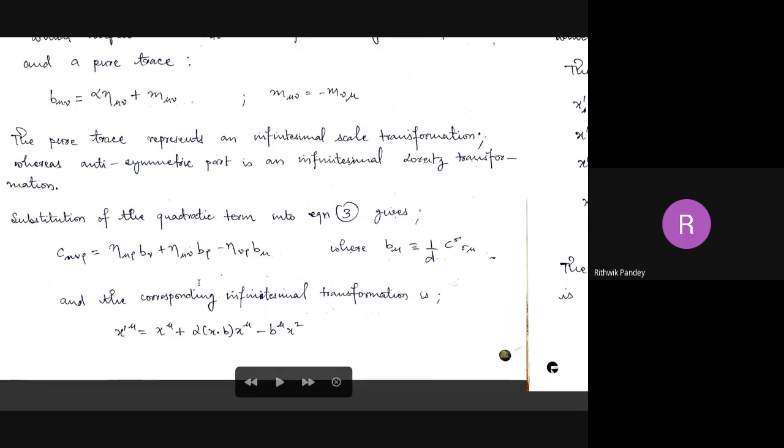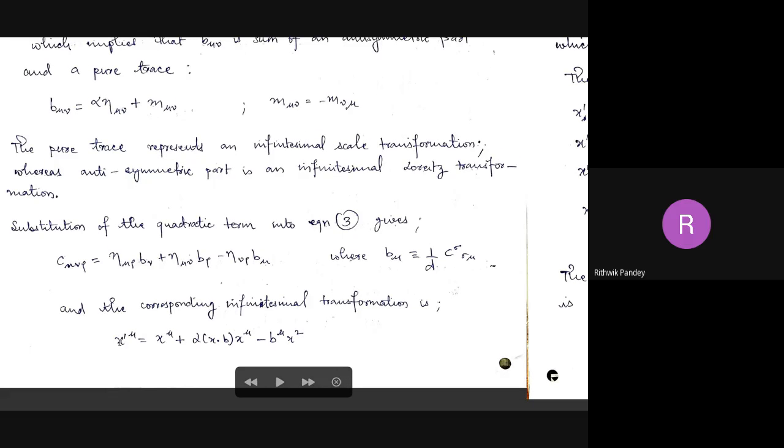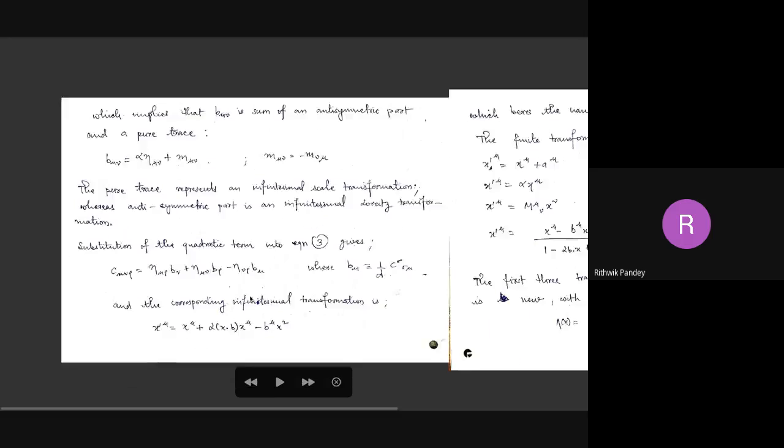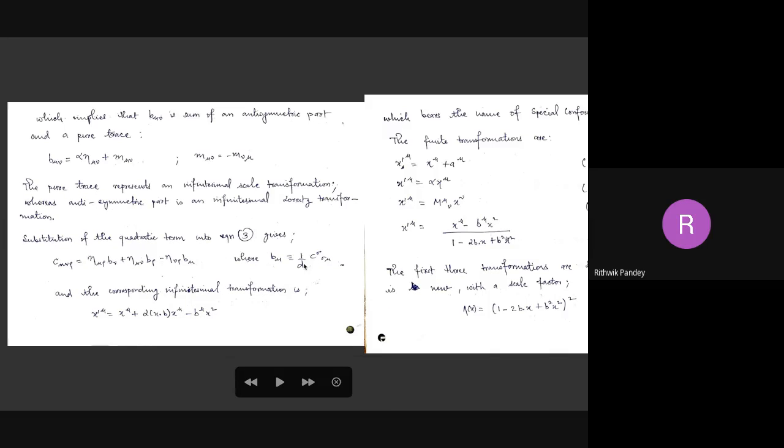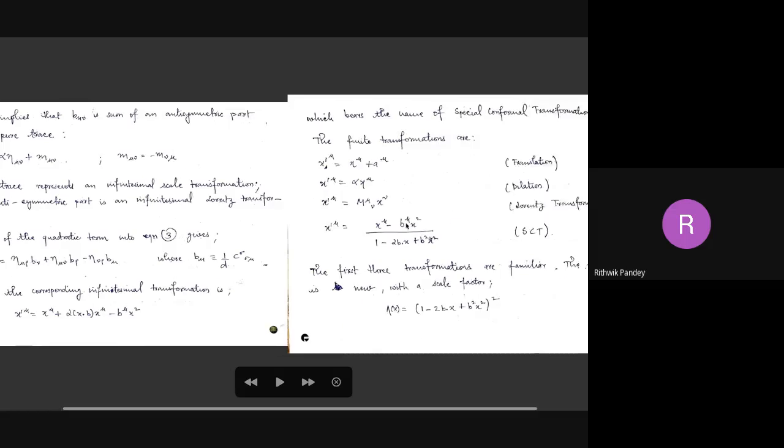And the corresponding infinitesimal transformation is this: x prime mu is equal to x mu plus 2 times b dot x x mu. Here b dot x is basically x mu b mu contracted. I have written it as x dot b, x mu minus b mu x square. So in the end, we see this is the only new thing we have got. So we should explore this more. What is this transformation and what does it mean?